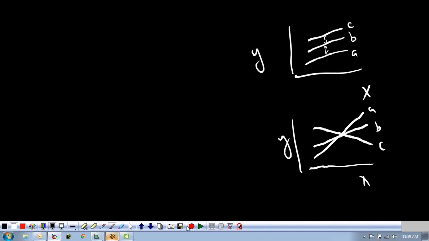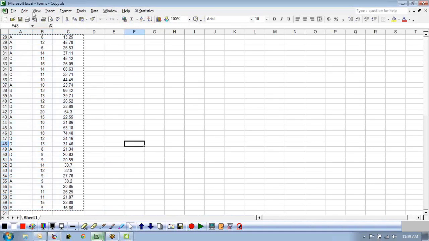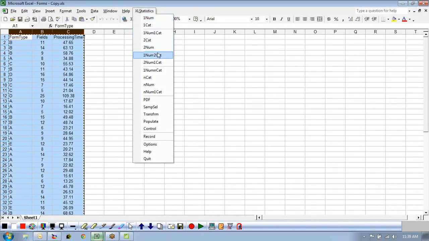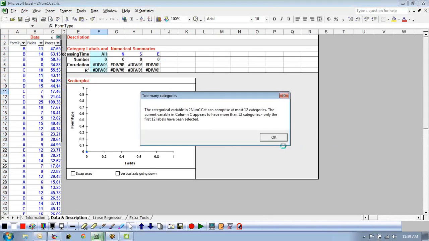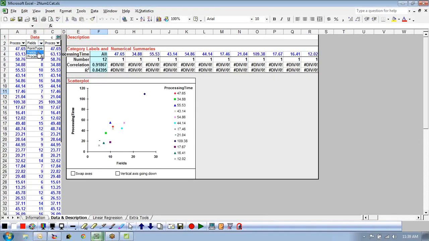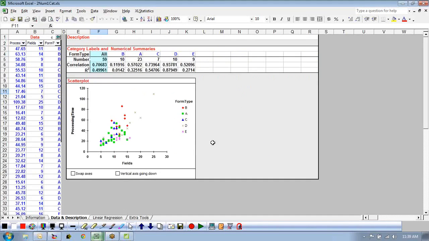Now the interesting thing is we can do this by looking at the same example. What I'm going to do is go into Excel Stats first and show you that Excel Stats actually has a facility to do this. If you're doing this in Excel Stats, it's called 2num1cat. So if you do 2num1cat, we're going to select the right ones here. Here's a num, here's a num, and there's my cat right there. Okay, so I've got form type.